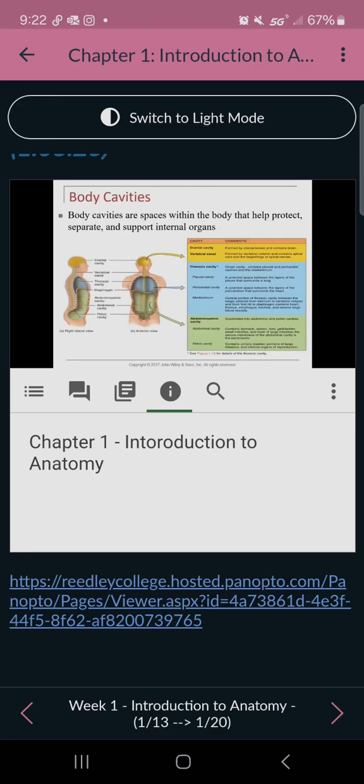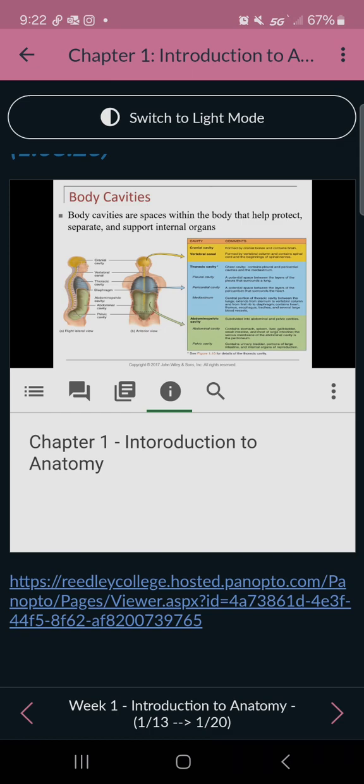Now we're going to talk about body cavities. Body cavities are spaces that enclose internal organs. Bones, muscles, ligaments, and other structures separate the various body cavities from one another. We will discuss the several body cavities here in this figure.